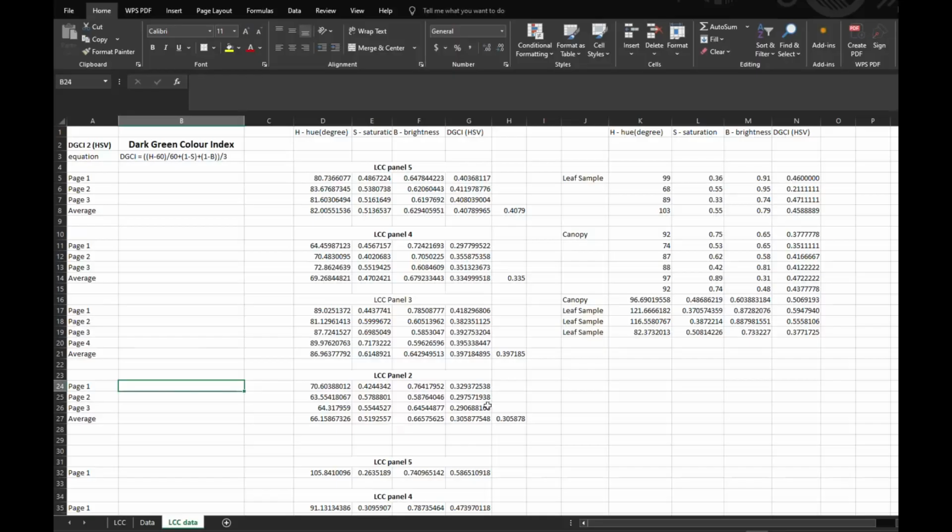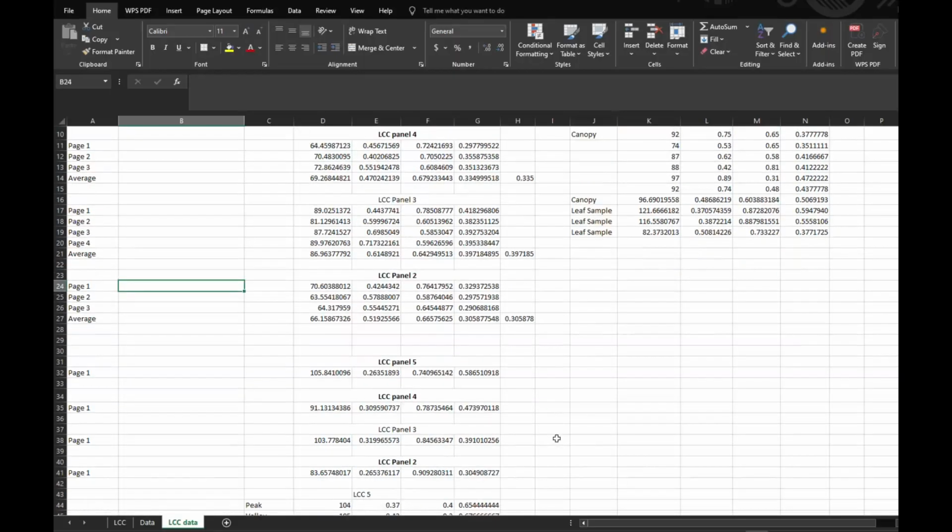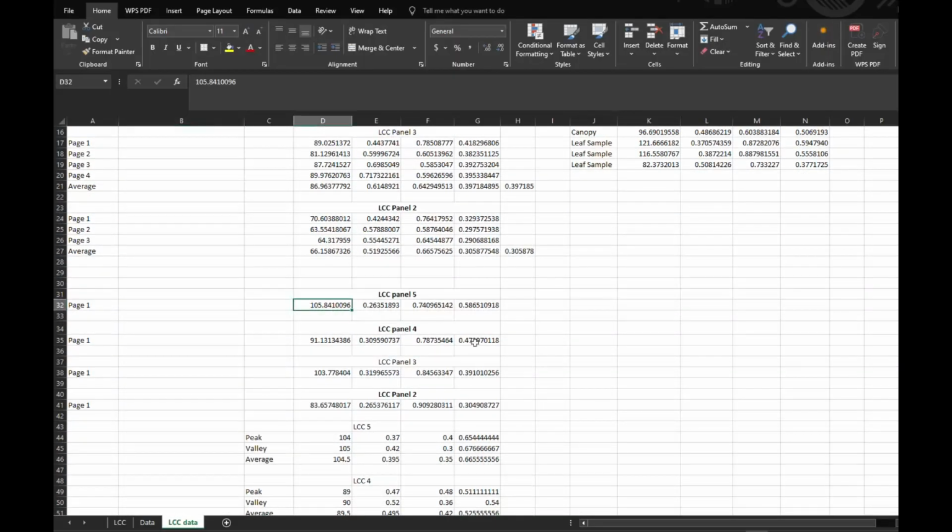So that's how I did it. The first thing I did is I took a picture of the LCC leaf color chart and extracted the data individually. Now I did it when it's kind of dark, and so it doesn't give you the proper saturation or brightness. So when I did it during lunch, the data is different. And this is during lunch.